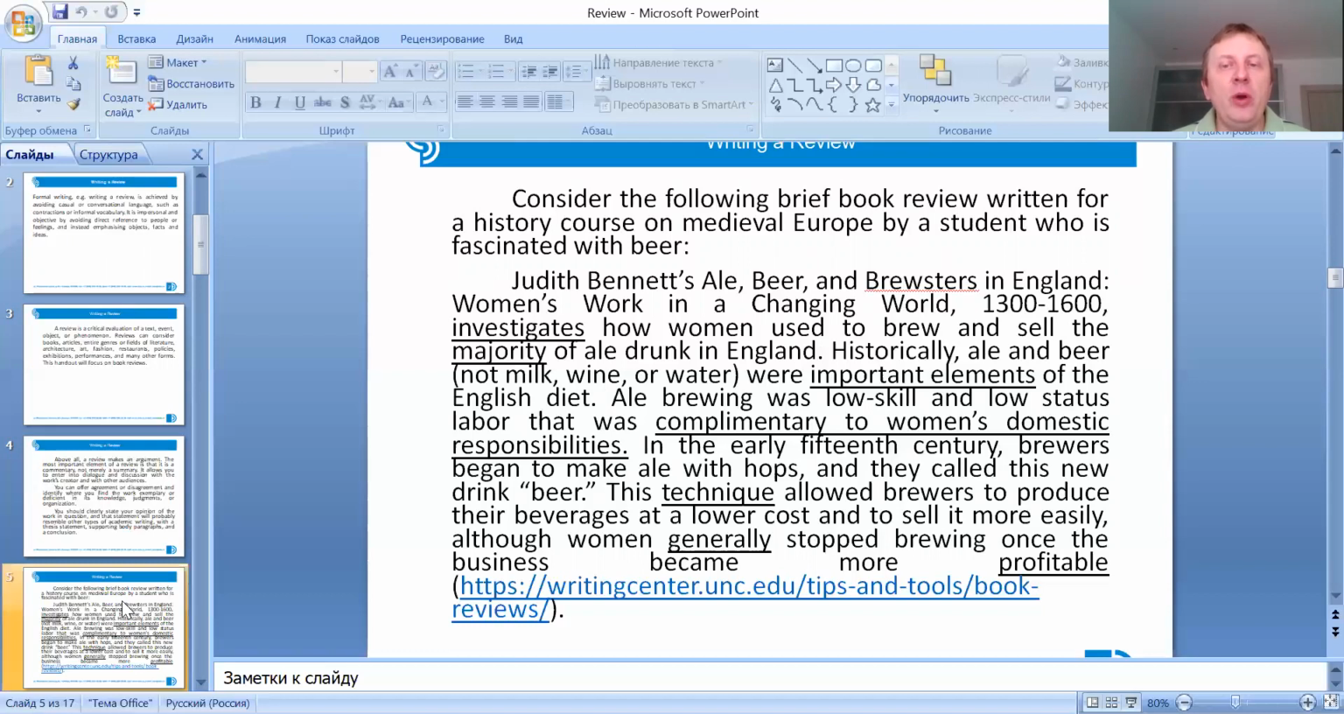1300-1600, investigates how women used to brew and sell the majority of ale drunk in England. Historically, ale and beer, not milk, wine, or water, were important elements of the English diet. Ale brewing was low skill and low status labor that was complementary to women's domestic responsibilities. In the early 15th century, brewers began to make ale with hops, and they called this new drink beer. This technique allowed brewers to produce their beverages at a lower cost and to sell it more easily, although women generally stopped brewing once the business became more profitable.